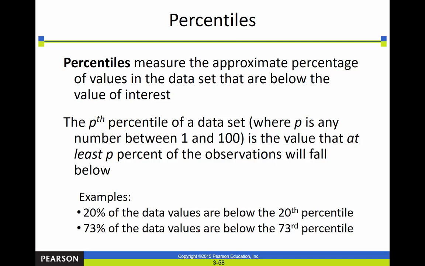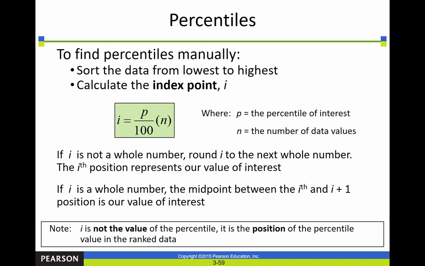So this is a little confusing when it says the pth percentile of a data set is the value that at least p% of the observations will fall below. So there's the kind of examples where they try to explain it. To find a percentile manually, all we do is find an index point, where the index point is equal to p, the percentile of interest, divided by 100, times n, which is the number of data values. There's a few rules here. I'll let you read those, and they're in your book too, so you'll have to apply them when you do the homework.